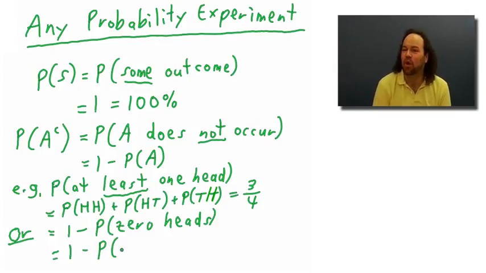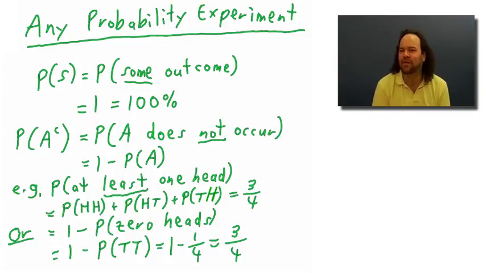And then it should be 1 minus a quarter, which is again 3/4. So we have two different ways of computing the probability of getting at least 1 head using this general rule that the probability of A complement is 1 minus the probability of A.